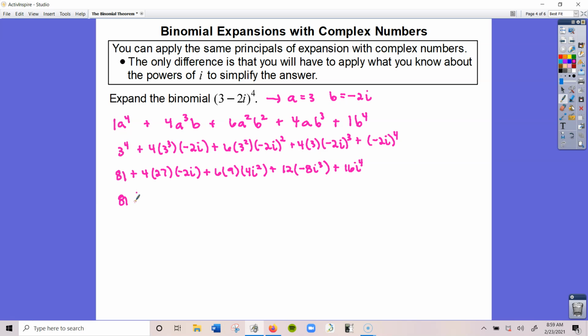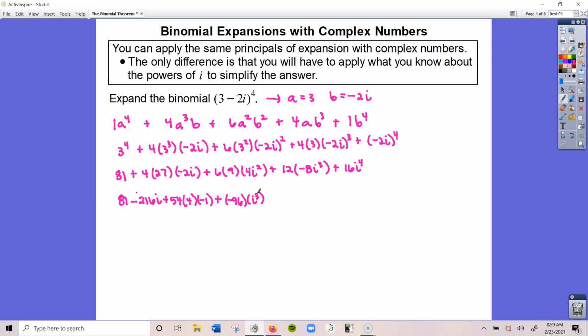We have the 81. Then here we have 4 times 27 times negative 2i, which is negative 216i. Now here we have 6 times 9, which is 54, and then times 4. And remember that i squared is negative 1. So I just separated this 4, and then I replaced i squared with negative 1. Plus 12 times negative 8 is negative 96. So we can write that down now if we'd like, times i to the third.